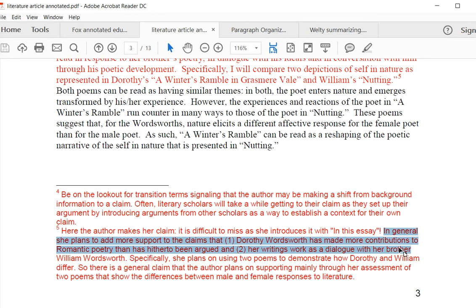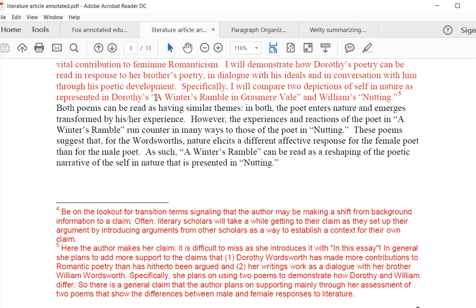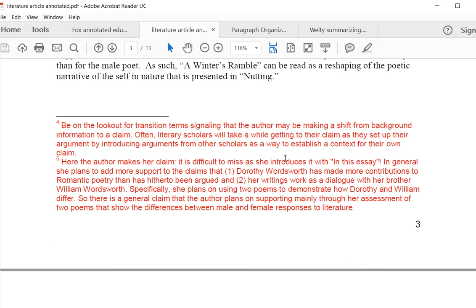And the Romantic poets were writing from the very late 1800s to about the middle of the 1900s. Okay, somewhere around there. So it's a long time period. And secondly, her writings work as a dialogue with her brother, so they both write poems on similar topics, but kind of treat them differently. Okay? So she also tells you that she's going to look specifically at these two poems, A Winter's Ramble in Grasmere Vale, by Dorothy, and then by William, a poem called Nutting. So we know that those are going to be the two texts throughout.